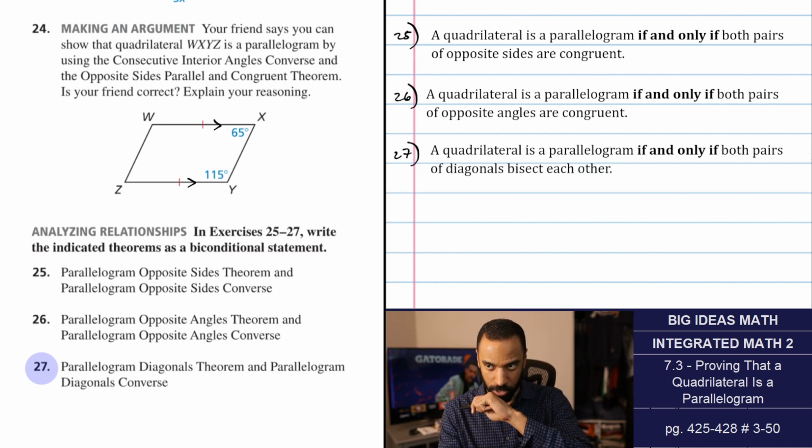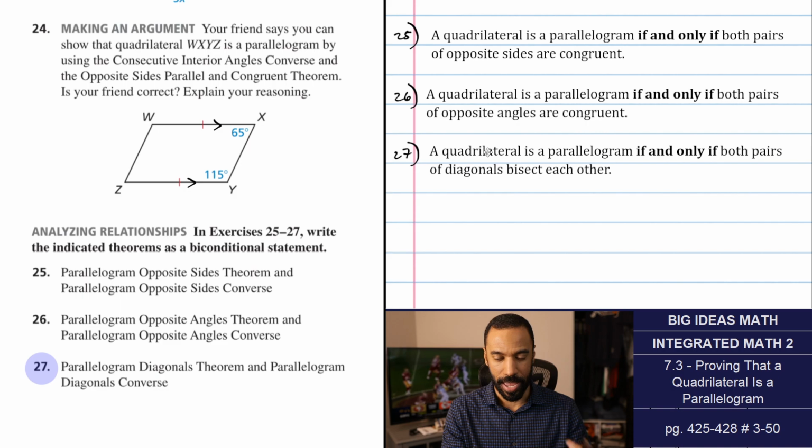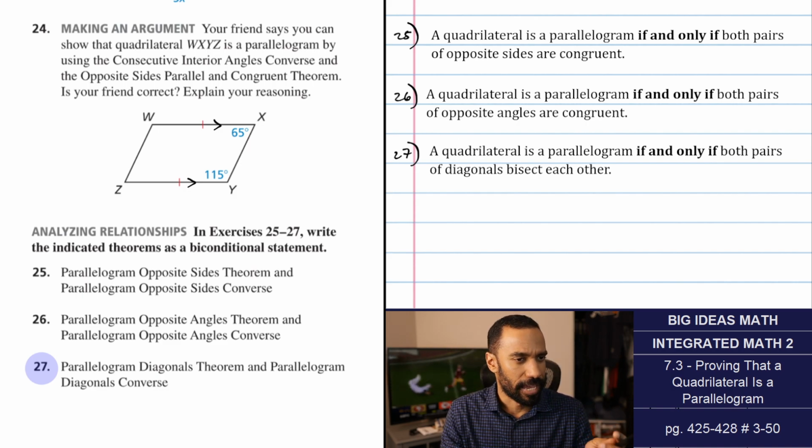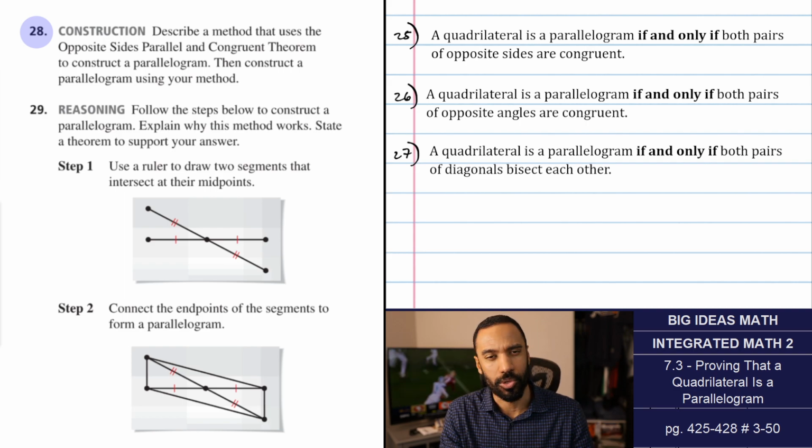Remember, it's not about the diagonals being congruent. They create congruency within each other. The diagonals aren't congruent. That'll be true for rectangles and squares and things like that, but not for parallelograms.